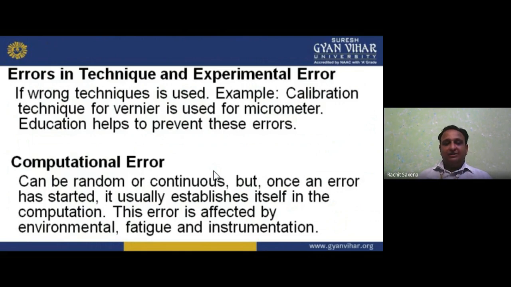Now the computational error. The word computational is from compute. We compute something, so it can be random or continuous. But once an error has started, it usually establishes itself in the computation. So these errors are affected by environmental, fatigue, and instrumentation factors.